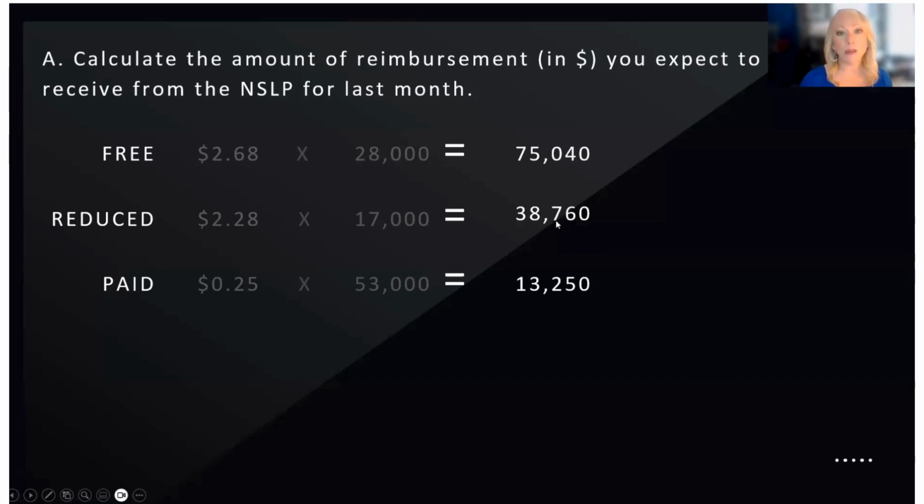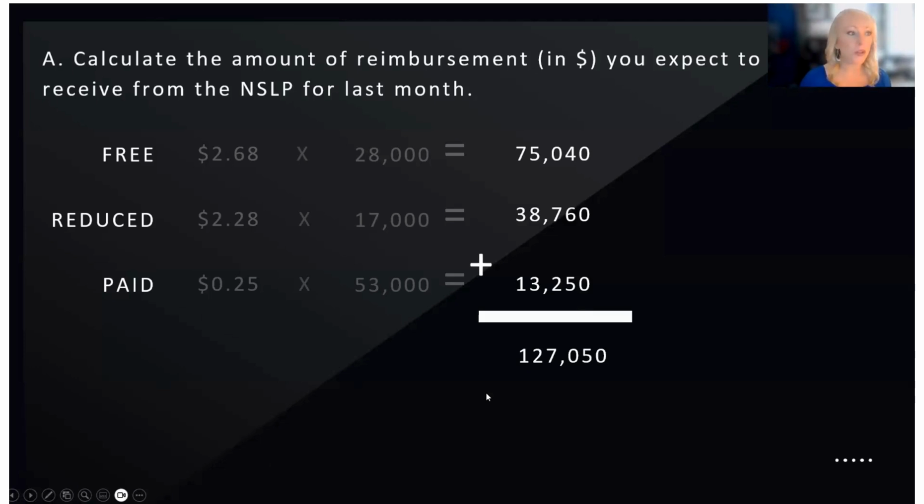Now that we know the amount of reimbursements for each of those categories, we need to go ahead and add those amounts together because we're trying to find the total amount of reimbursement. When you add those amounts on your calculator, you will find that the answer is $127,050. That was the total amount of reimbursements that we should expect to receive for last month's lunches. That's the answer to the first problem.